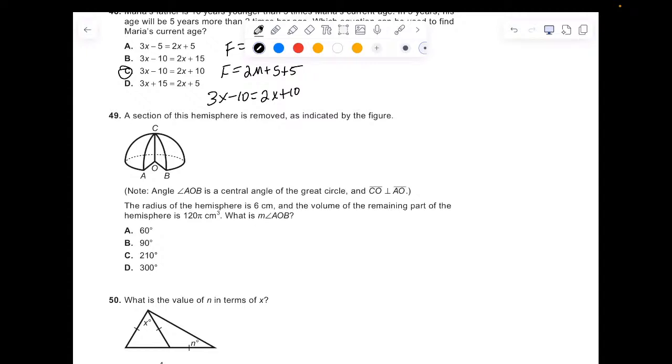So 4/3 pi r cubed equals 120 pi. 120 divided by 4, divided by, times 3. That is not what we're doing. I'm just going to go by what it looks like and just say 60.